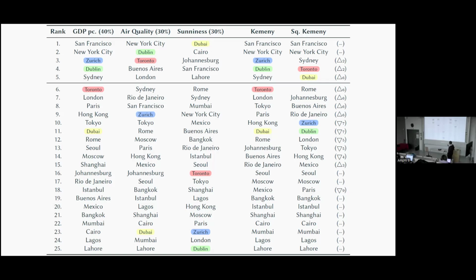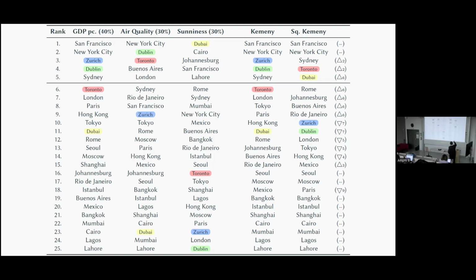Okay, but what can we learn from this? The first thing we notice is that Kemeny has the same top 5, actually the same top 7, as the GDP ranking, and then the first time it differs, it actually makes the wrong decision. So this is exactly what I've been hammering home again and again, that Kemeny seems to like the most frequent input ranking it sees.